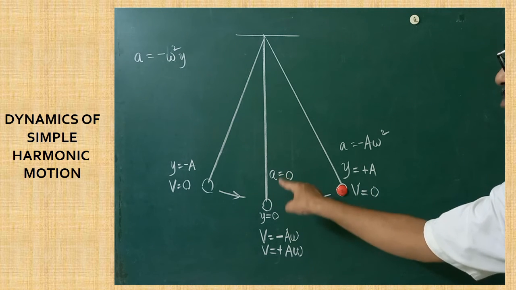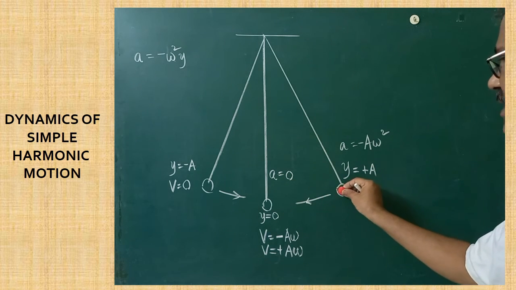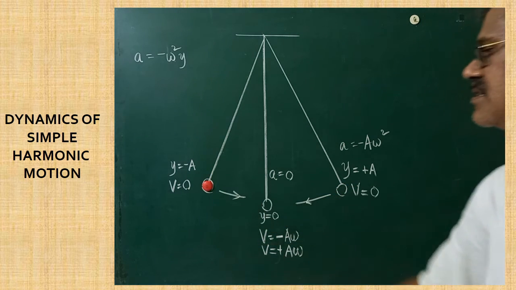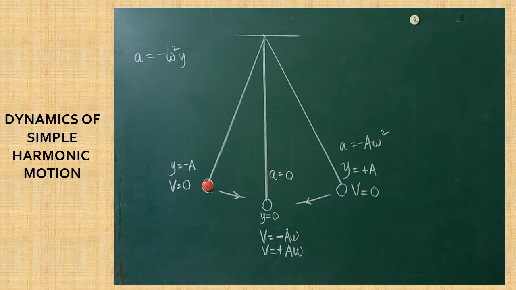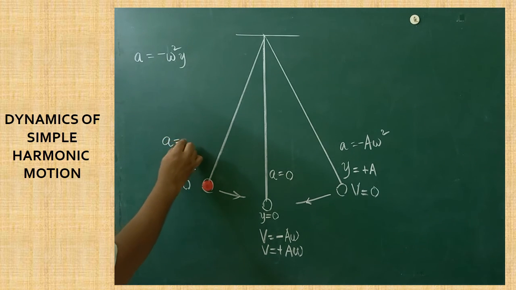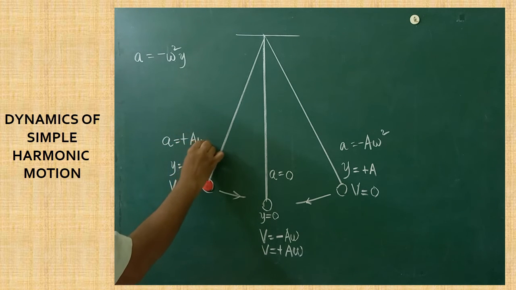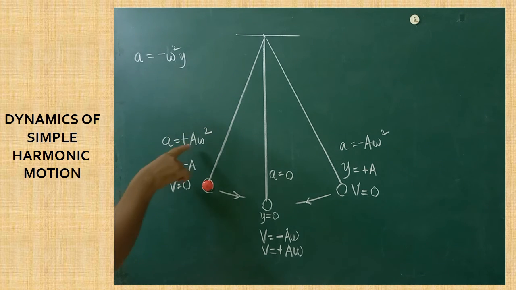Here at the mean position, acceleration and displacement are both 0. When it is traveling in this direction, finally it will reach the left extreme end. There we have to find the acceleration value. The acceleration value will become plus a omega square. Why plus? Because the acceleration tries to move the particle, the bob, towards the positive direction. So here the acceleration attains a maximum value. Here displacement is maximum, acceleration is maximum, but velocity is 0.